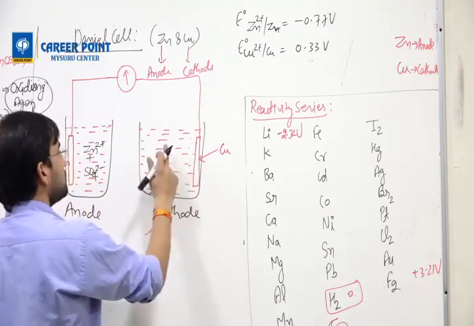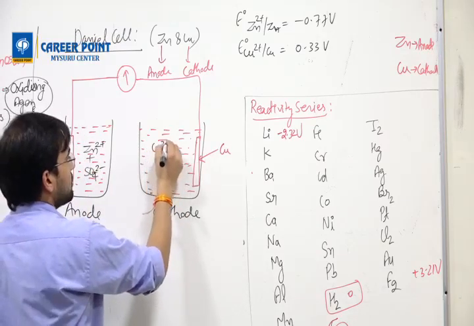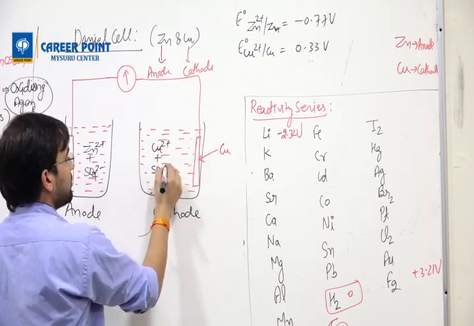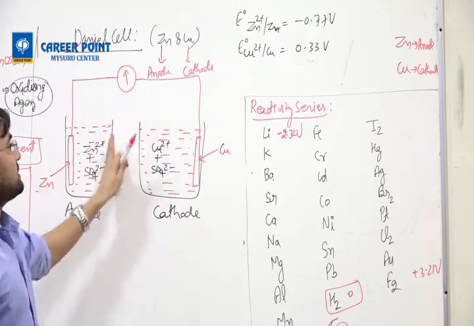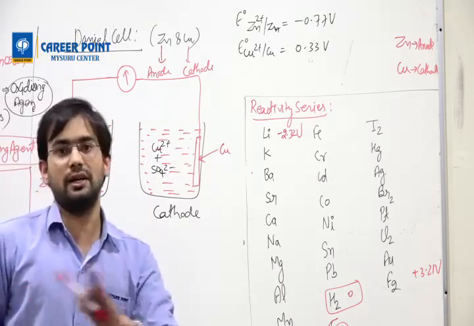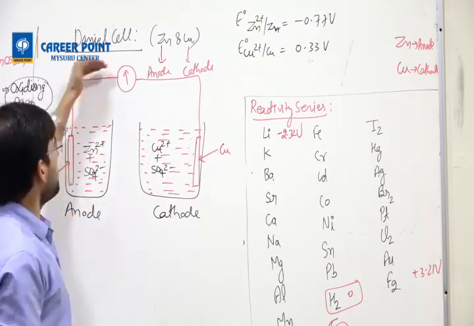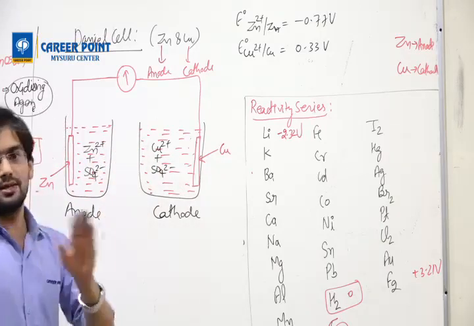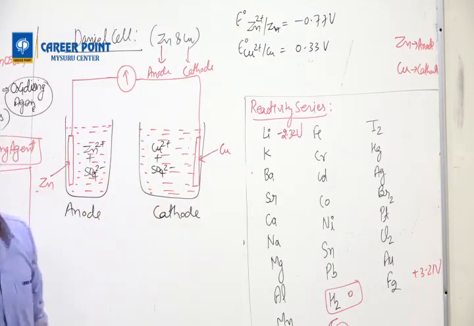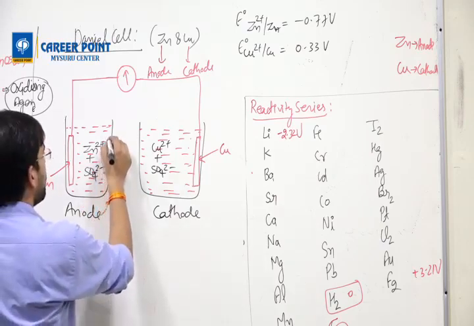This is copper, so you should have copper 2+ here. Copper 2+ you can take with copper sulfate also. Okay. Now if we look at this diagram I have made, it is not closed. I am having this, but this is open here. They are not connected, so right now current will not flow. So what you need to do, I am going to put a salt bridge.